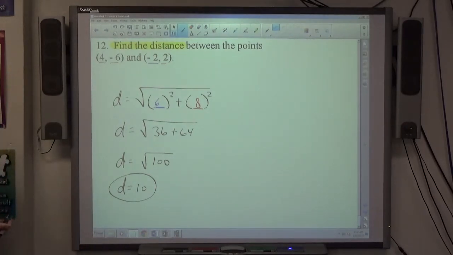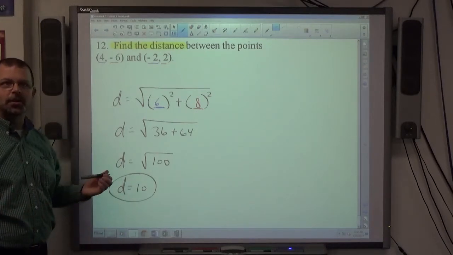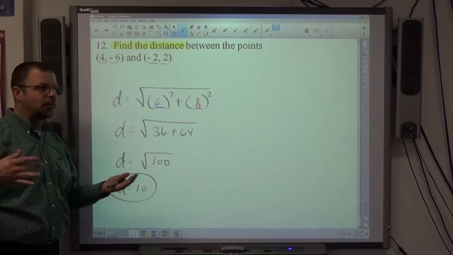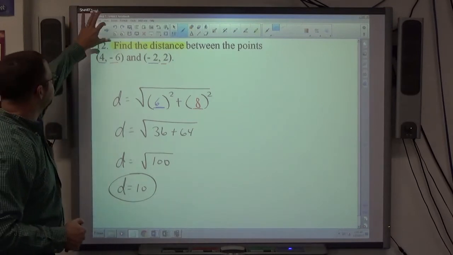If it comes out the square root of 37, leave it. If it's the square root of a nice pretty number like 36 or 64 or 25 or anything like that, go ahead and take the square root.